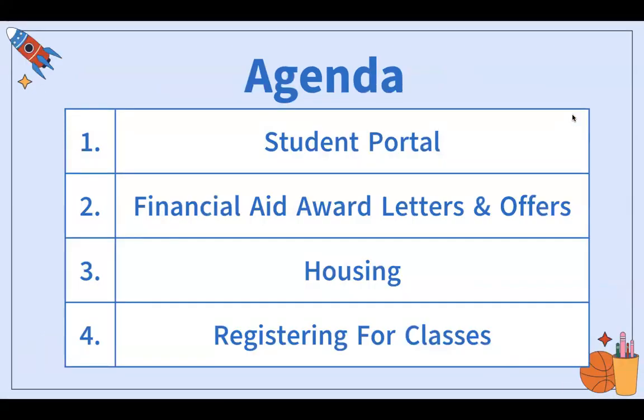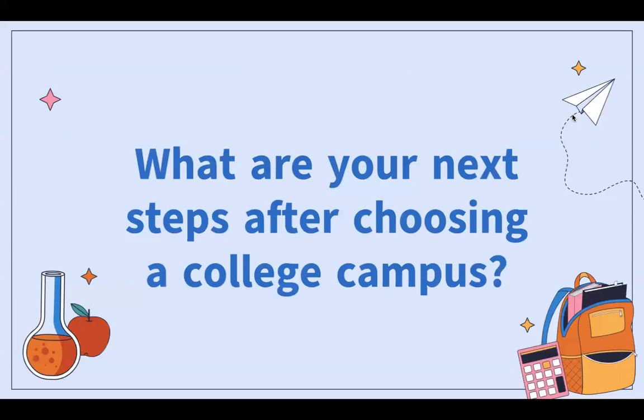Today we'll be going over the student portal, what that might look like for your student after they accept the college campus, an example of a financial aid award letter and offers and how that might look for your student, as well as more housing resources and registering for classes and orientation. Have you thought about what your next steps are after choosing a college campus?